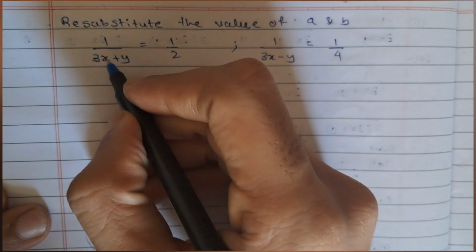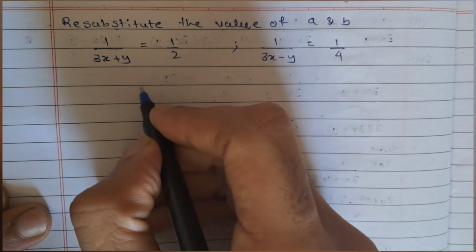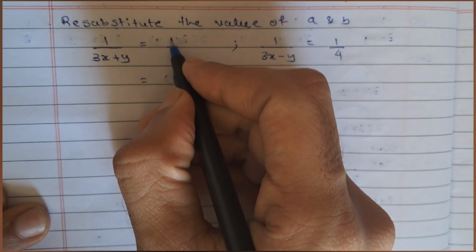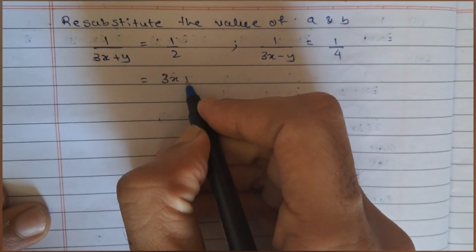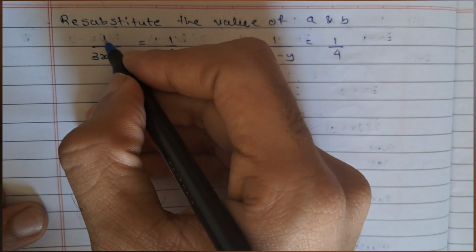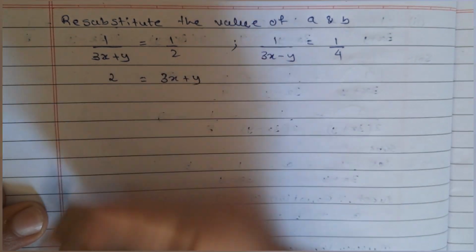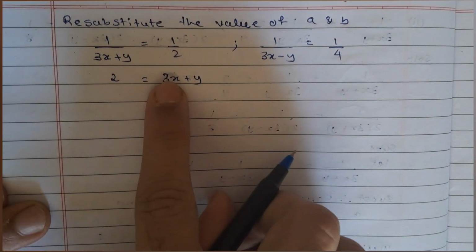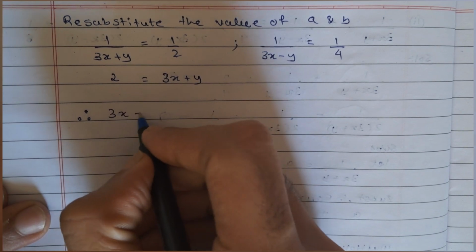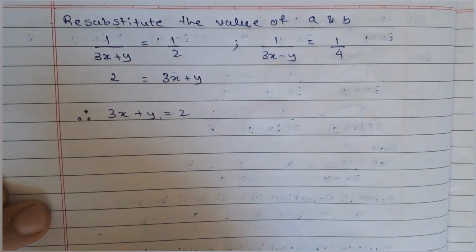Let's bring this thing over here. So what will this become? 3x plus y I will bring over here. It is 1, right? So it will become 3x plus y itself, because it is just 1, it will not matter. Bring this 2 over here. 2 1s will become 2. But this doesn't look good. I will just reverse it and I will write therefore 3x plus y is equal to 2.